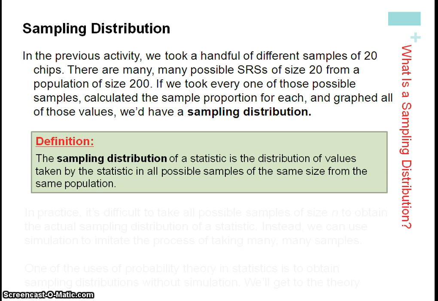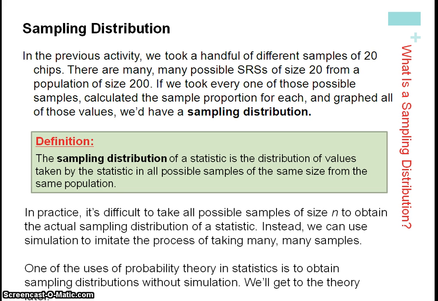The sampling distribution of a statistic is the distribution of values taken by the statistic in all possible samples of the same size from the same population. In practice, it's difficult to take all possible samples of size n to obtain the actual sampling distribution of a statistic. Instead, we can use simulation to imitate the process of taking many, many samples. One of the uses of probability theory in statistics is to obtain sampling distributions without simulation. We'll get to the theory later.